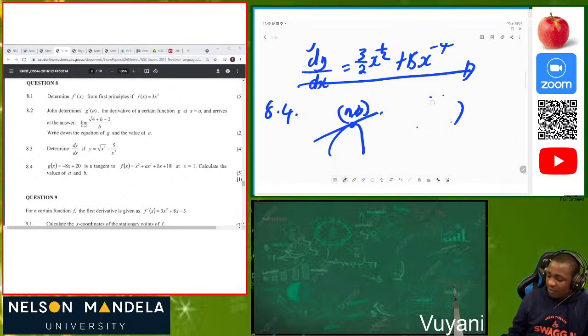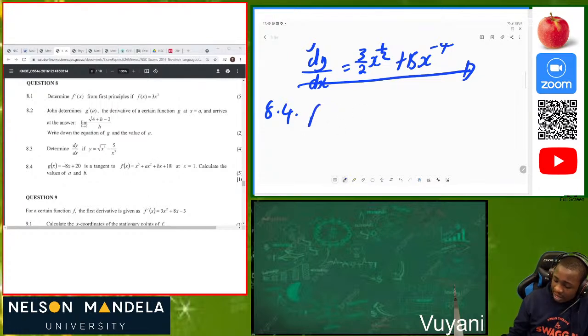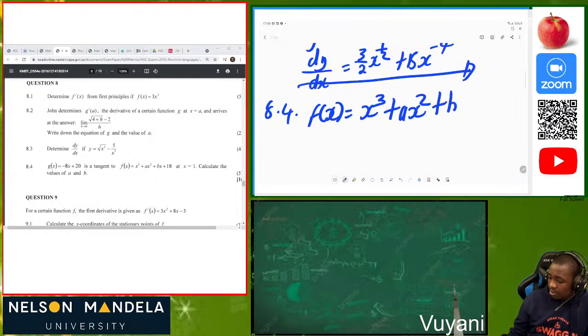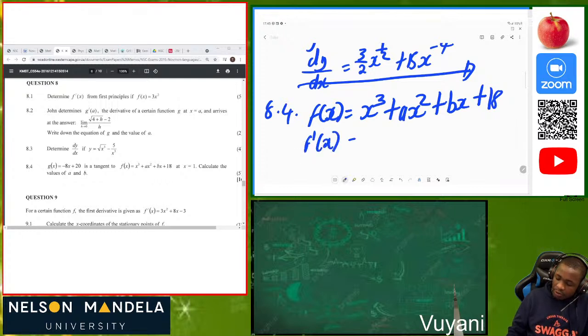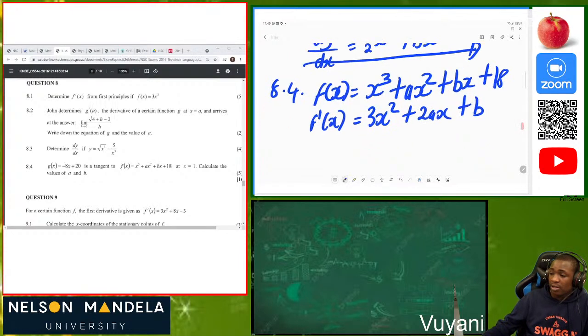So this one we have to solve simultaneously, understanding what we have. Firstly, we are given f of x, which is equal to x cubed plus ax squared plus bx plus 18. Now let's determine our f prime of x, because we are told about the tangent. We know that's going to be 3x squared plus 2ax plus b, and the constant becomes 0.